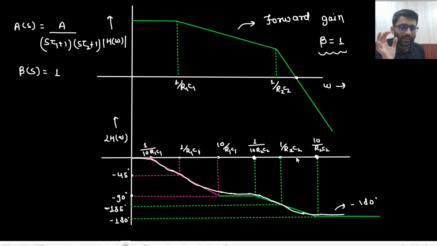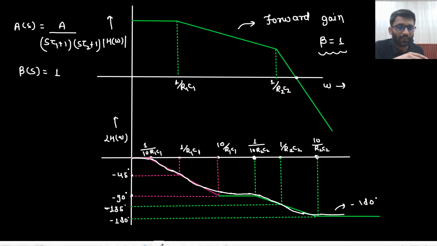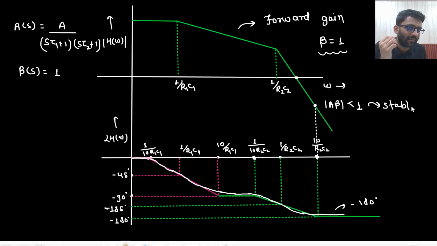Now, at 10 by R2C2, here I am getting minus 180 degree phase shift. So at this point, 10 by R2C2, what will be your loop gain? At this point, your loop gain is less than 1. Say yes or no. And if your loop gain is less than 1, that means this system is stable. Did you understand this point or not?